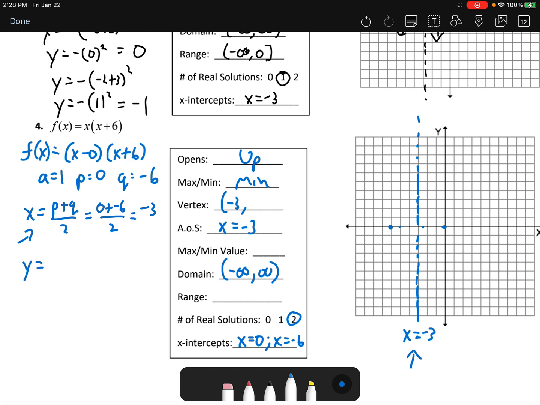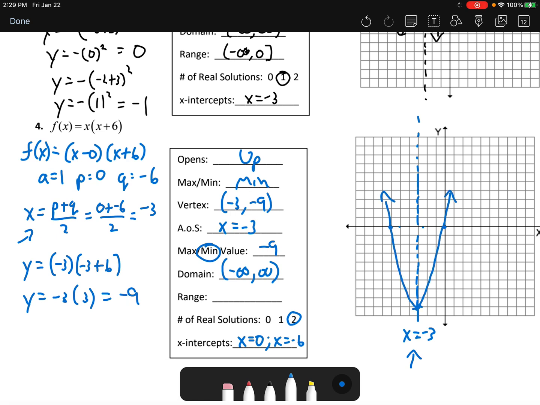Now you got to take this negative 3 and plug it into this formula, x times x plus 6. This might be a big one. Not really. 6 minus 3 is 3, so that's negative 9. So negative 3, negative 9. The minimum value is negative 9, which is down here. There's our parabola. So the range is negative 9 to infinity.